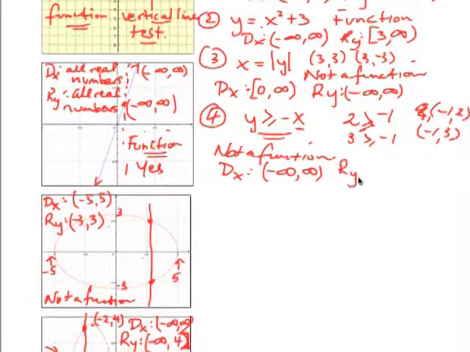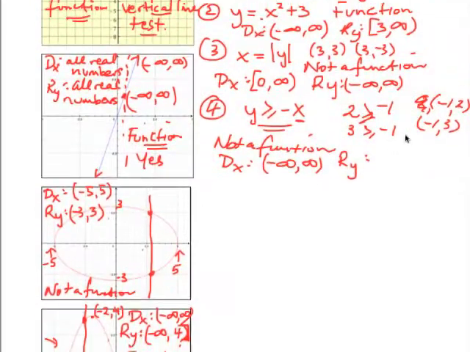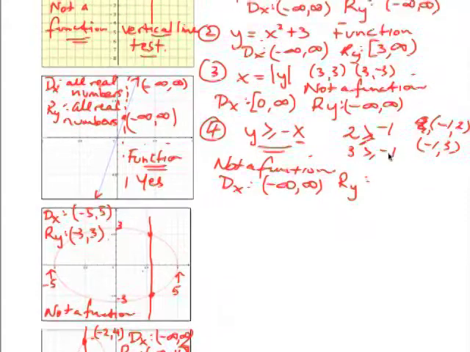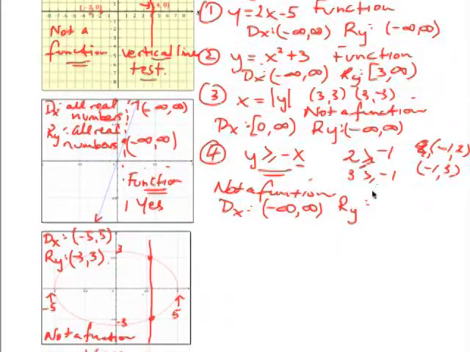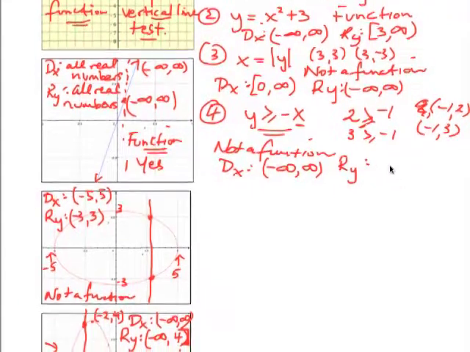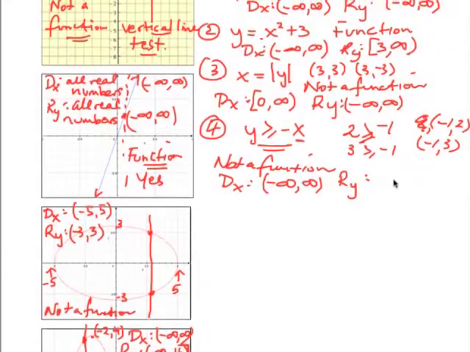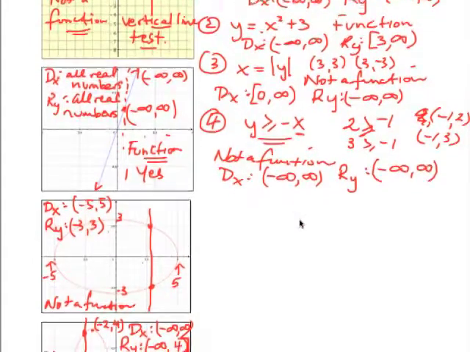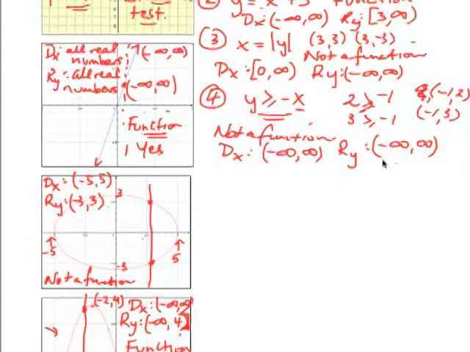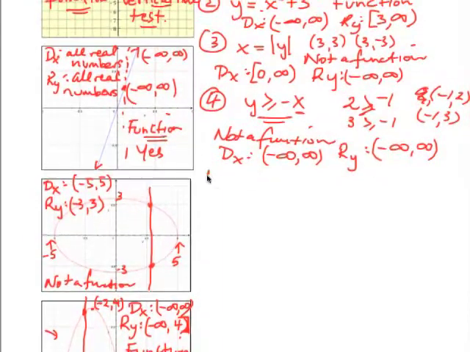Now what about the range? Well, depending on what x value I choose, there's going to be a multitude of y values that will be greater than or equal to it. And so clearly we're going to be able to get all of these. All right, so that will be the range.